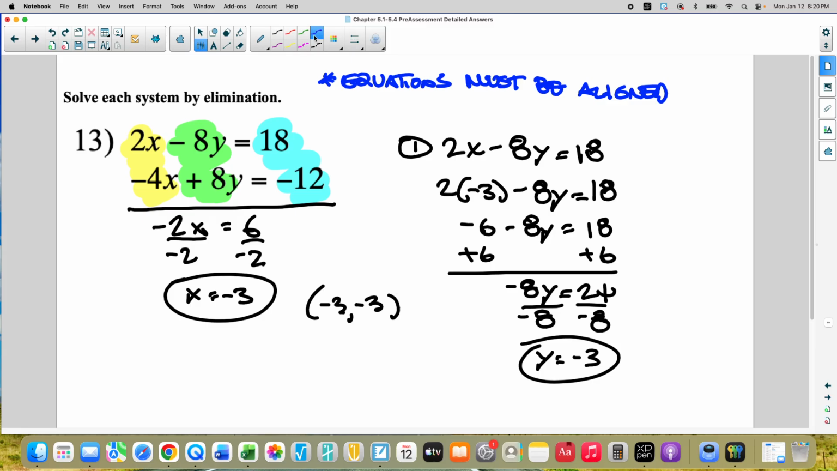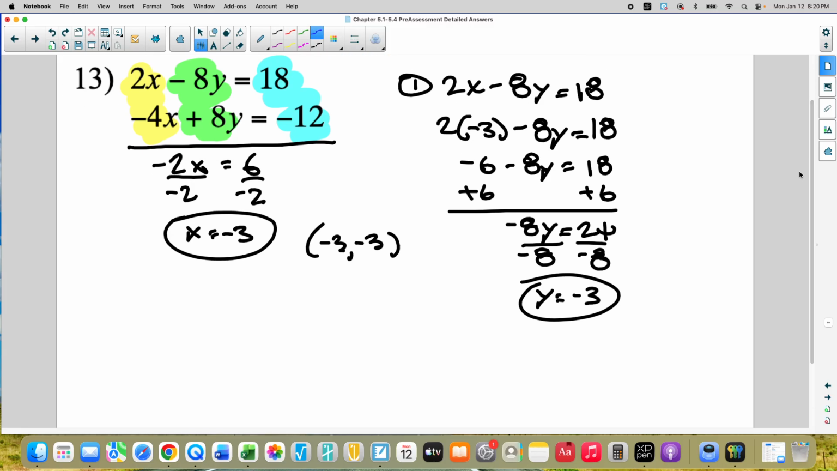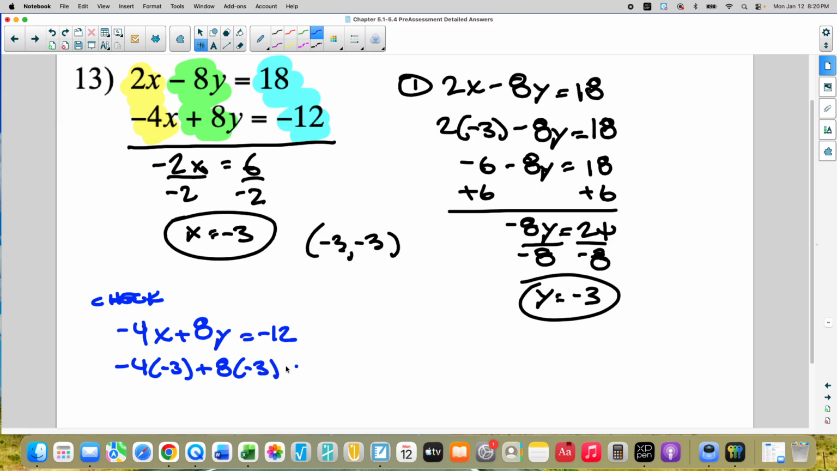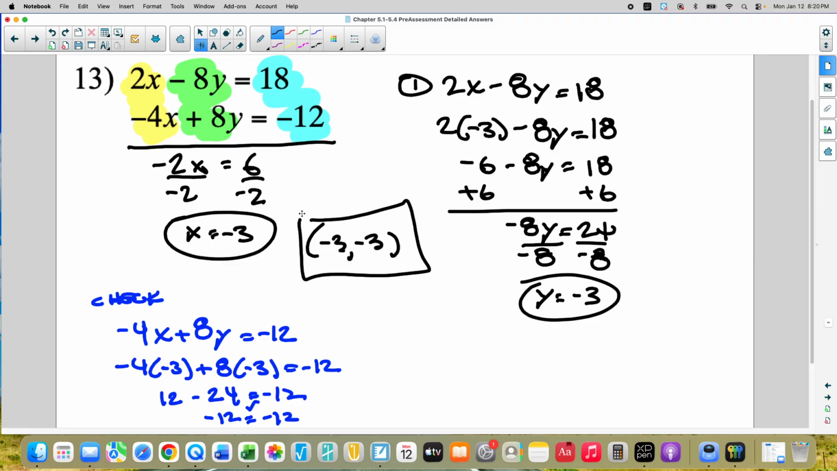I'm going to check with the other equation. Using the other equation, I'm going to check negative 4x plus 8y equals negative 12. Negative 3 for x, negative 3 for y. This gives me positive 12 minus 24 equals negative 12, and negative 12 equals negative 12. So that means negative 3, negative 3 is correct.